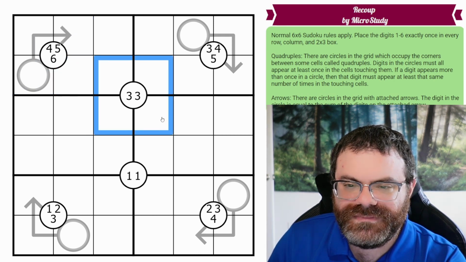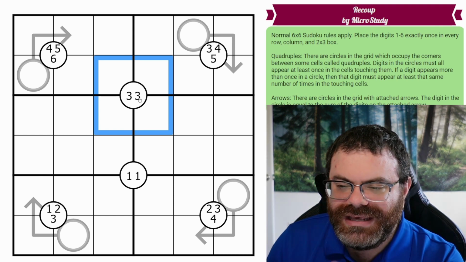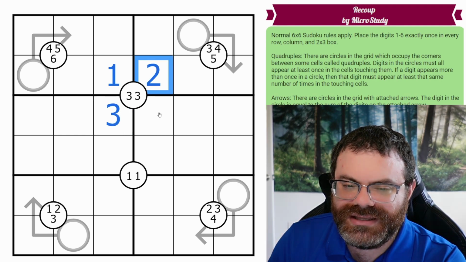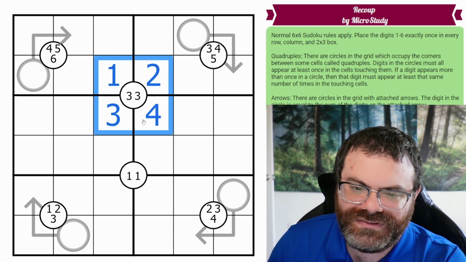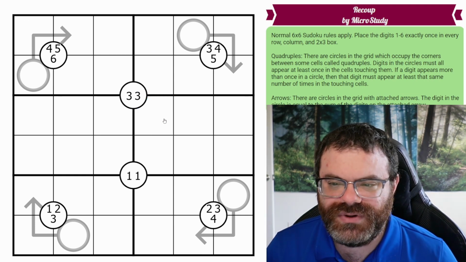These that repeat a digit, we have to have as many as there are in the circle. So we need 2 3s. What we can't do is like this because we need 2 3s around this quad. So that's how that works. Hopefully that's clear from the fact that it appears twice.